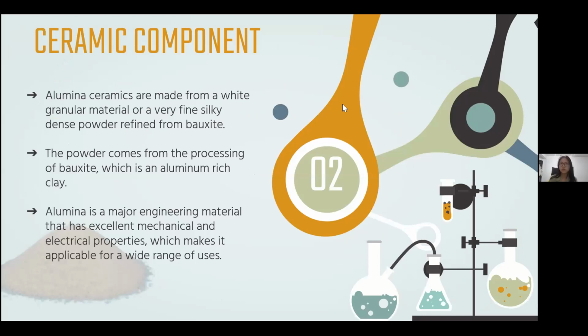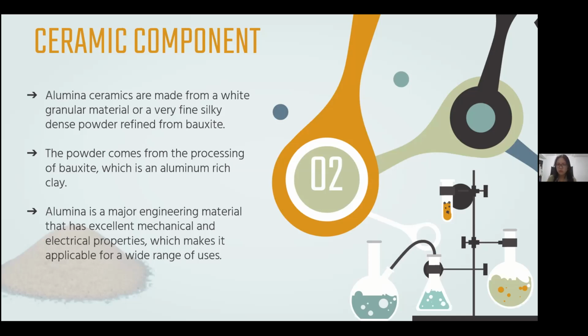Next I'm going to talk about the ceramic component in the optical fiber coating. The main component of the ceramic coating is alumina ceramics, which is made from a white granular material or a very fine silky dense powder refined from bauxite. This important source, alumina, is a result of the Bayer process. The purification of the Bayer aluminate liquor to minimize organics, iron oxide, and silica, reduction of sodium oxide content, special conditions of precipitation, and calcination and grinding of the calcinated material is a process to achieve alumina ceramic.